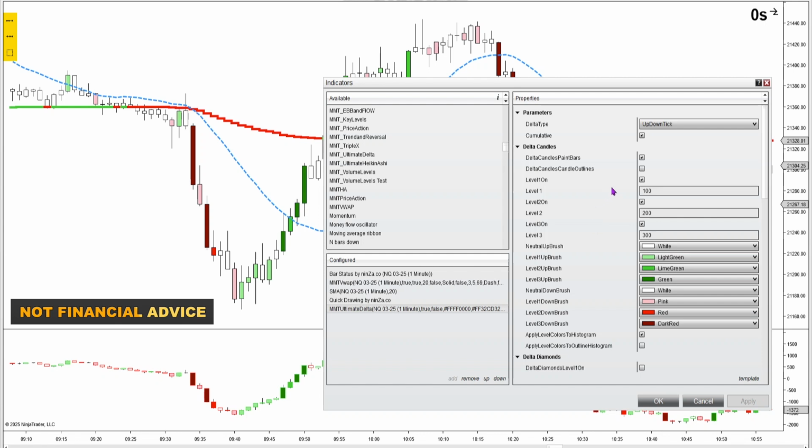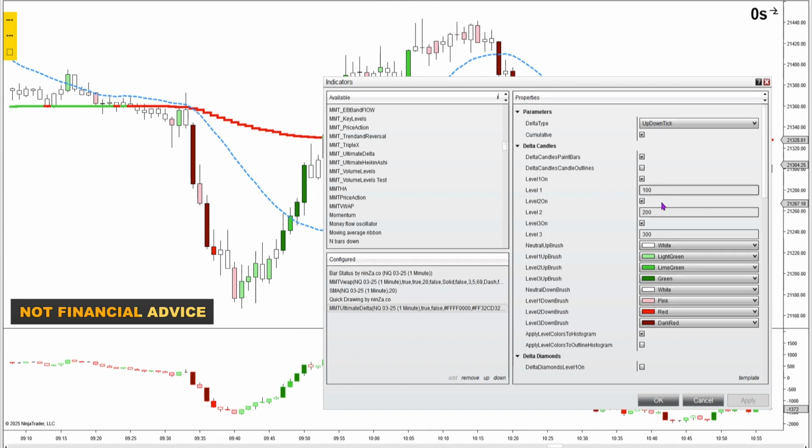I've got 3 different levels of delta, 100, 200, and 300. I've got the delta in cumulative mode. It will also do a per bar delta mode. I've got it calculating in up-down tick mode. That's so I do not have to enable tick replay on my data series. However, if you want the more authentic bid-ask data, that is an option as well.